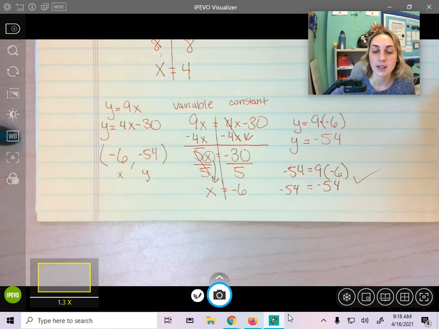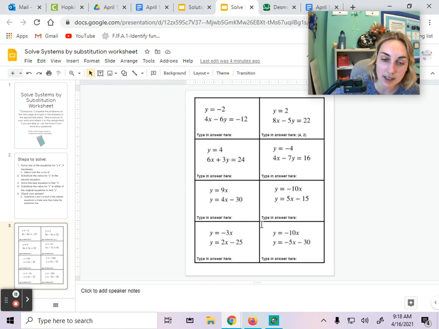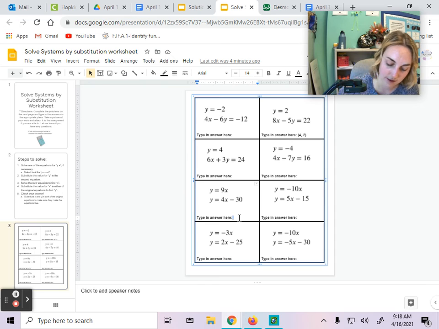So what I'm going to do is go back to my worksheet, and I'm going to say, hey, on number 5, my x value is negative 6. My y value is negative 54.